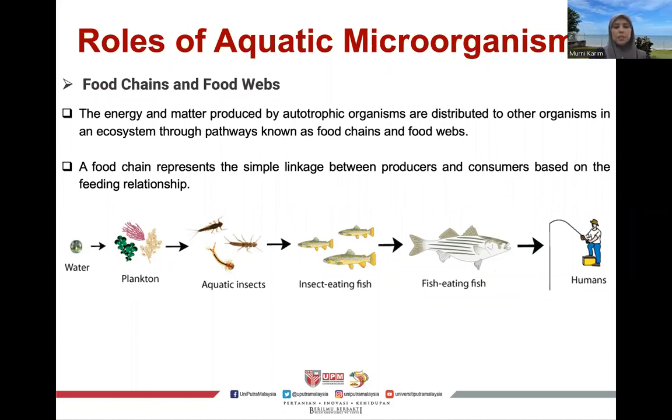So they are in the same food web. Let's say if one aquatic insect is disturbed, it will disturb the small fish, and then they will disturb the big fish, and then for humans, you cannot consume the fish, okay, because they have been disturbed. So this is how important it is for us to really take care of the food web.